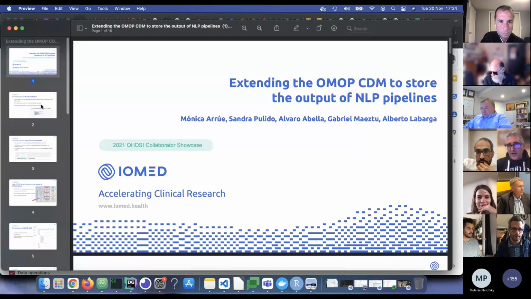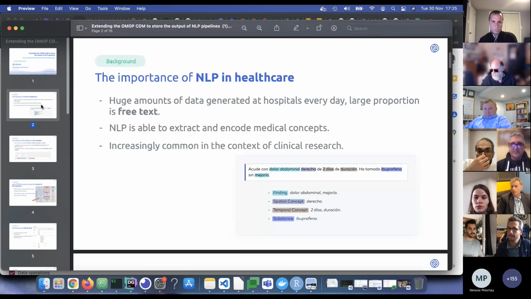As I said, I work at IOMED. We are trying to accelerate clinical research by standardization of clinical data, and we focus especially on clinical notes. So that's why our talk in the collaborative showcase was about how to include new schemas into the OMOP CDM to store the output of NLP pipelines.